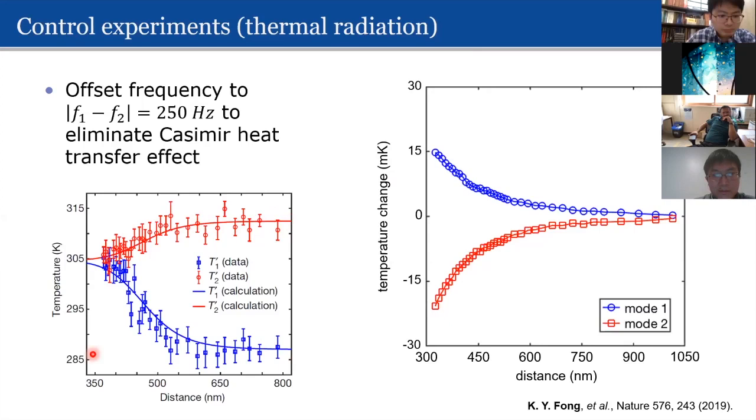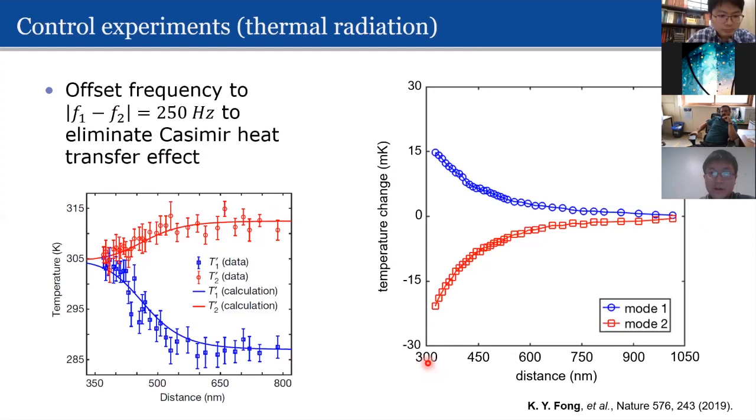So that really means this Casimir force, this Casimir heat transfer, really dominates when you have frequency match, and dominates over thermal radiation, because right now you can imagine we are talking about a few hundred nanometers. So thermal radiation is relatively weak.